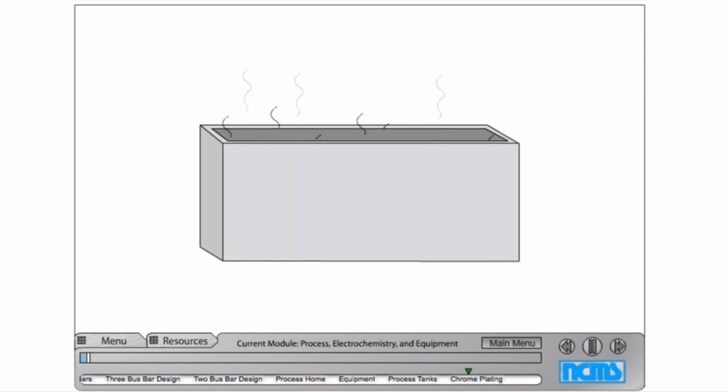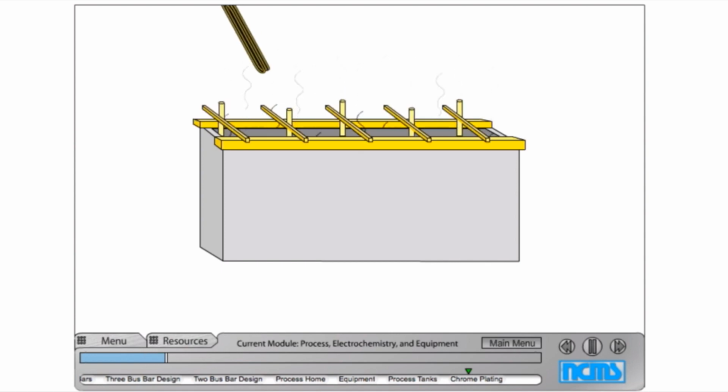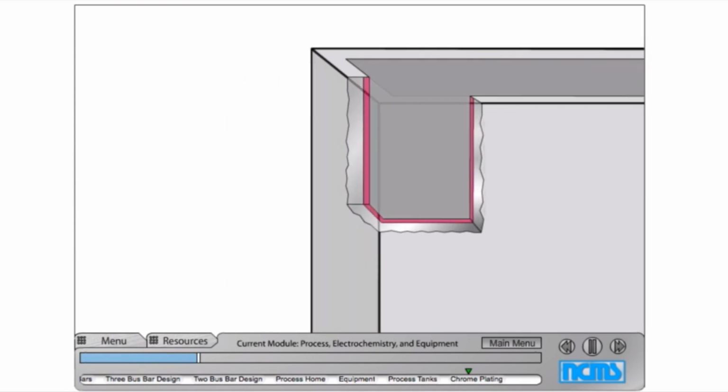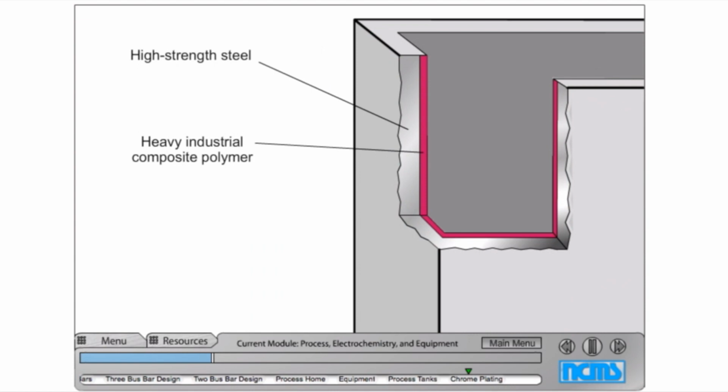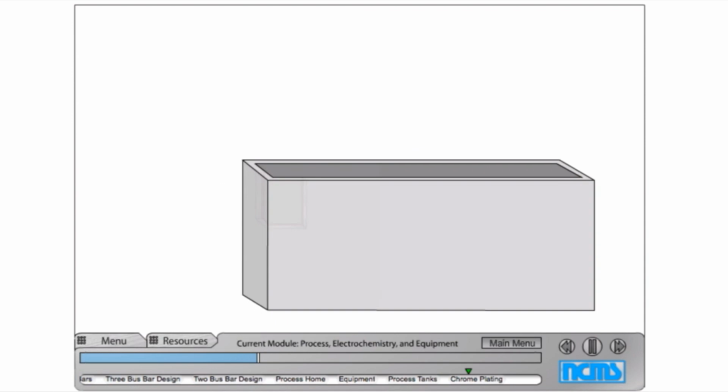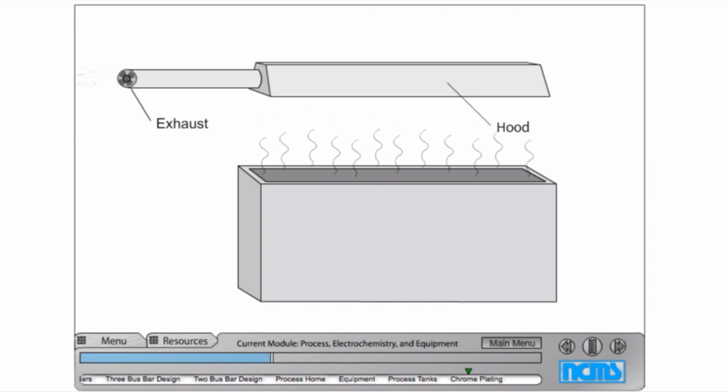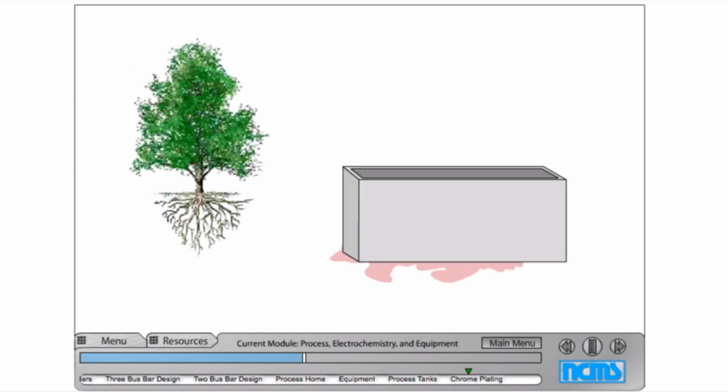Not only is chromic acid corrosive and highly toxic, but the mist that rises off the bath is too. As such, chrome plating tanks have to be sturdy because of the acid and because they usually support a lot of heavy equipment: bus bars, lead anodes, heaters, and so forth. Plating tanks themselves are made out of high-strength steel, lined with a heavy industrial composite polymer to protect their insides from the acid. The lining is designed to resist the acid, but it still needs to be replaced every 4 to 7 years. In addition to the tank itself, a hood and exhaust system is needed to keep the toxic fumes from the acid under control. A leak from a chrome plating tank would be catastrophic to the environment.